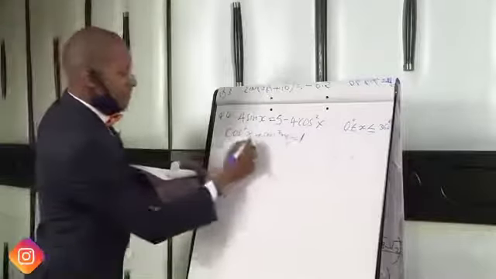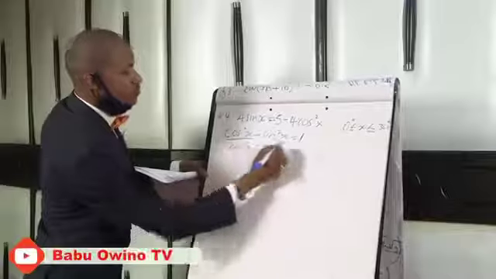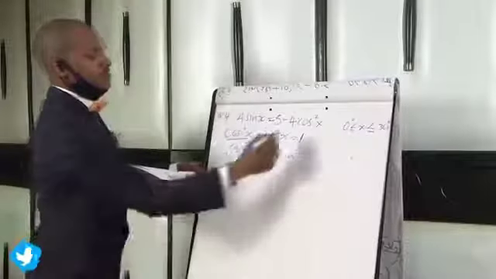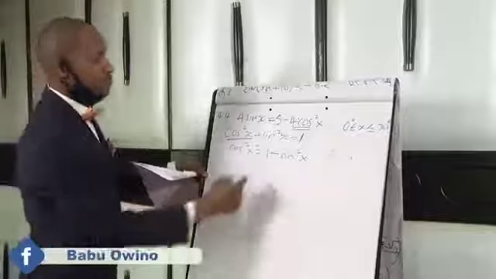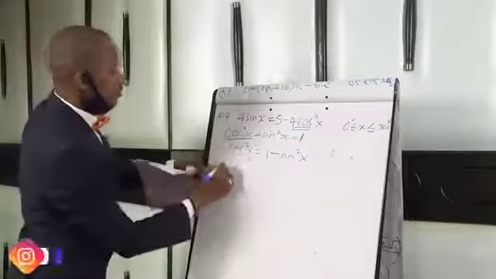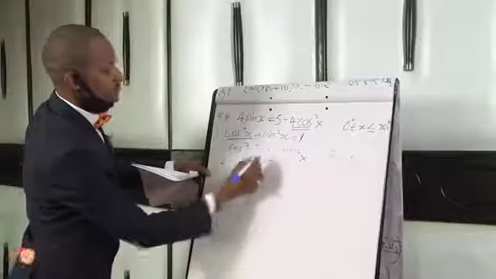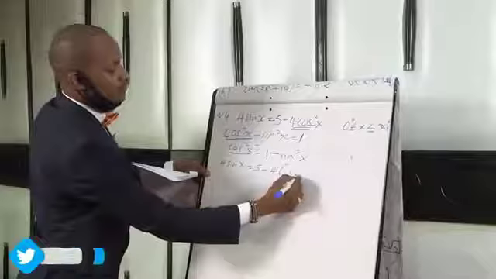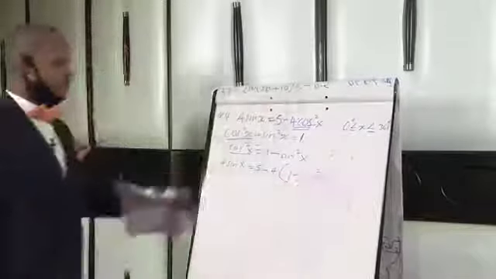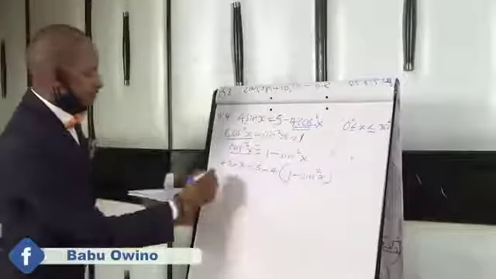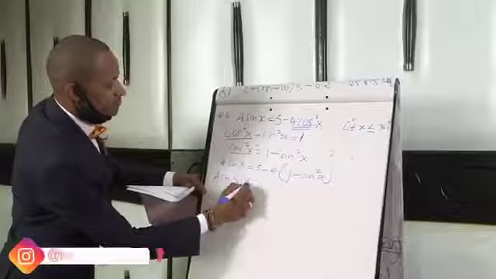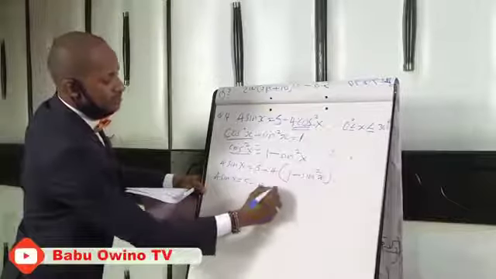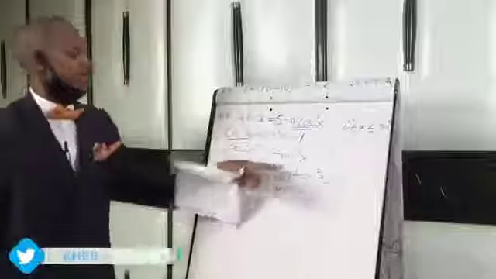Therefore, from this, you can easily say that cos squared x equals 1, and when sine squared x crosses the other side it becomes minus sine squared x. Therefore, in our initial equation, replace cos squared x with 1 minus sine squared x. So we have 4 sine x equals 5 minus 4 into 1 minus sine squared x. Then we open the brackets and expand it. That is 4 sine x equals 5 minus 4 times 1 is minus 4, then minus 4 times minus sine squared x is plus 4 sine squared x. Remember, I told you minus times minus is plus.